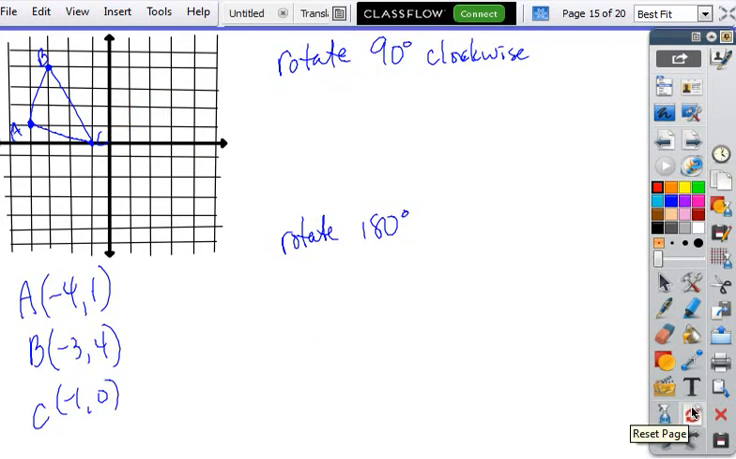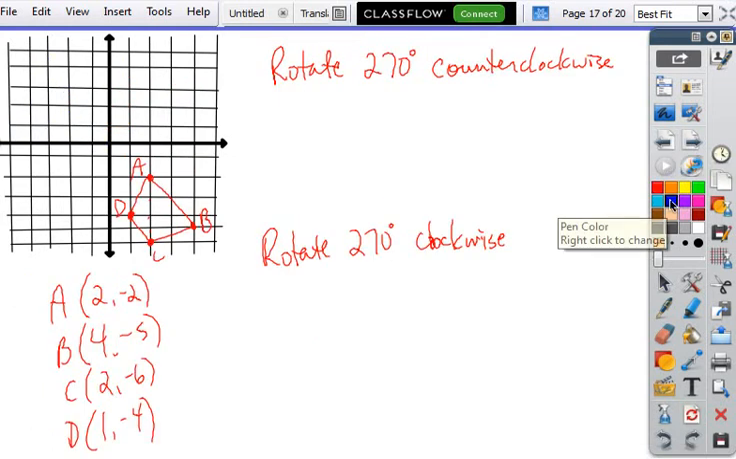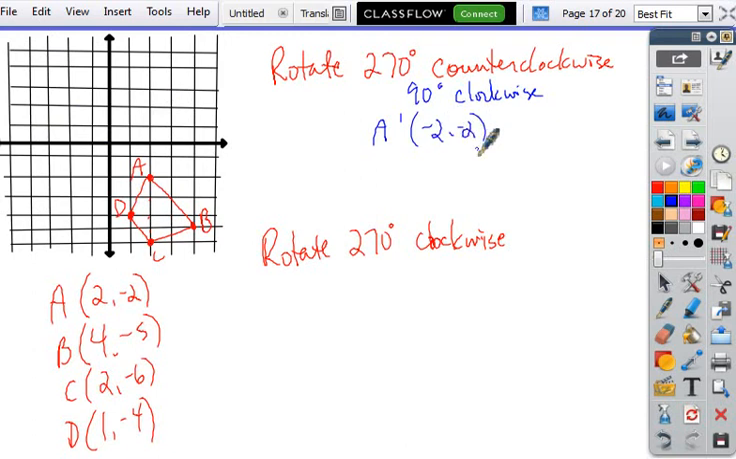What about this one where it says 270 counterclockwise? What is that the same as? 90 clockwise. What's the rule for 90 clockwise again? Change the sign of X and then switch the order. So A prime would be... B prime would be negative 5, negative 4, switch the order. Oh, yeah, that's right. Negative 6, negative 2. Negative 1, negative 1.